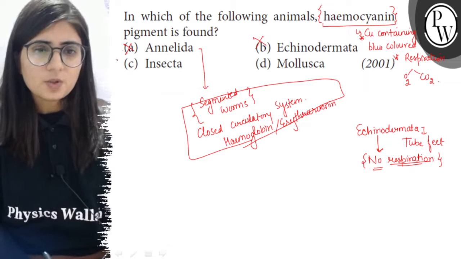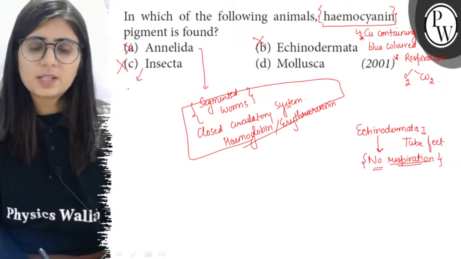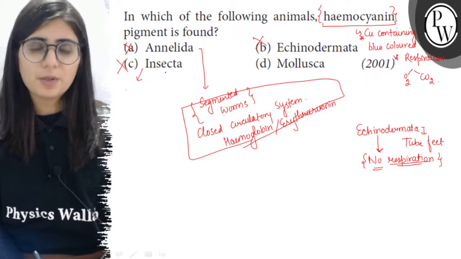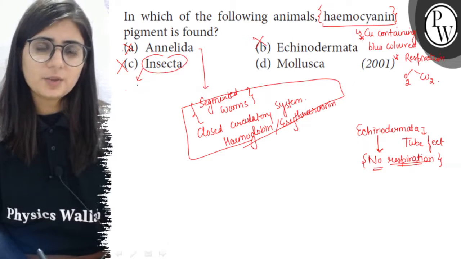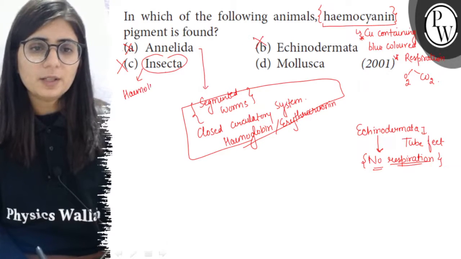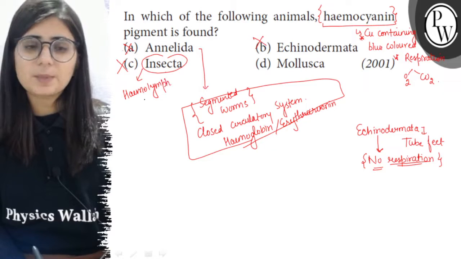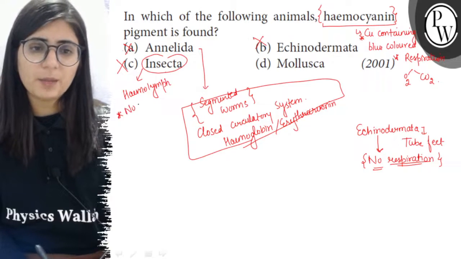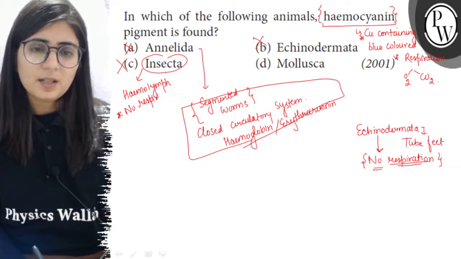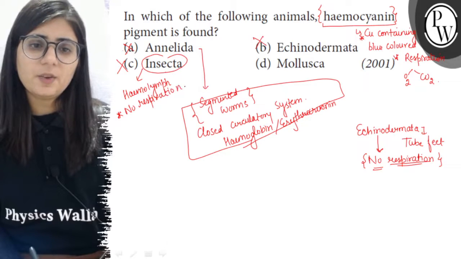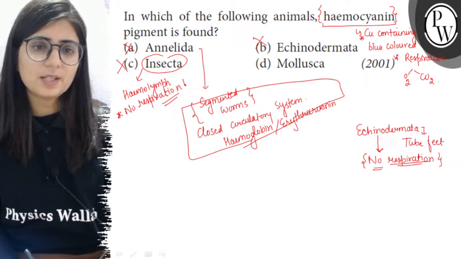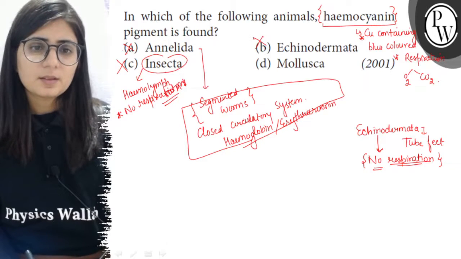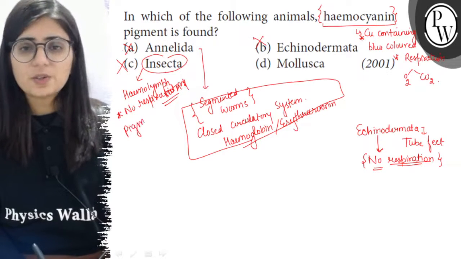Now insects. Insects also do not have a respiratory pigment. Insects are members of phylum Arthropoda. But in insects, the blood is colorless and it is called the hemolymph. It does not help in respiration because no respiratory pigment is there. In insects, respiration occurs by the tracheal system. So no respiratory pigment is there, so it is also discarded.